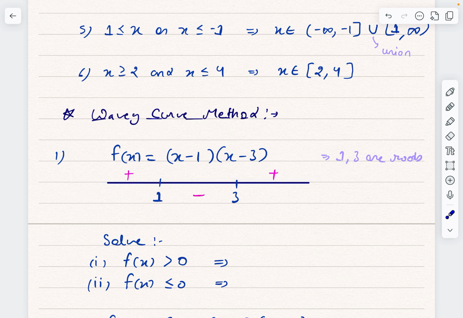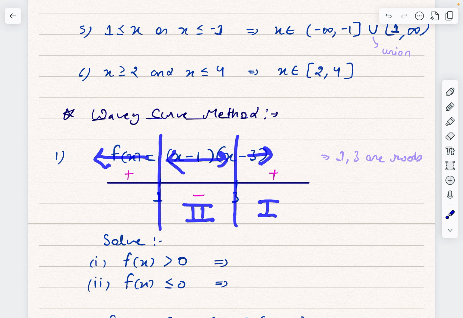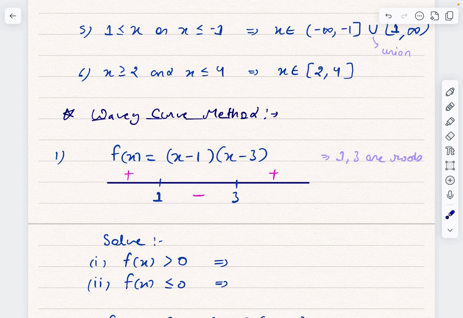Now, what are the signs that I have marked here? See, these roots will break this whole number line into three parts. One is those numbers which are more than 3. One is those numbers which are between 1 and 3. One is those numbers which are less than 1. Now we need to see how the function behaves there, how the value of f x behaves there. In the first part, we'll see if it is positive or negative. In the second part, we'll see if it is positive or negative. In the third part, we'll see if it is positive or negative. Now, how do we check that? Right now, let us see with the help of an example.